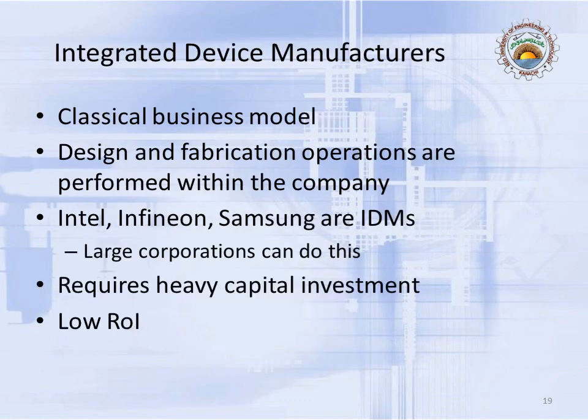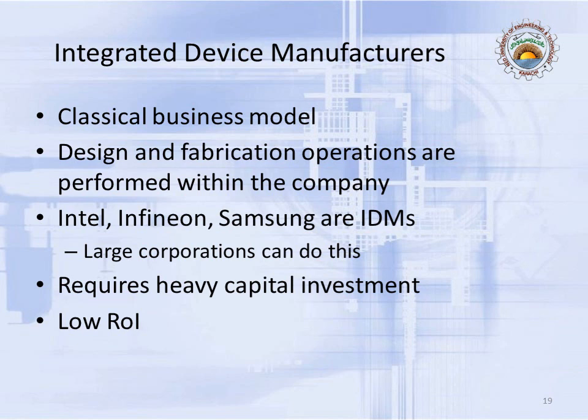Once we have the wafers, then we start with manufacturing, the fabrication of the circuits. Now, there are some classical and new business models for it. For instance, typically there are companies that do design and fabrication all within their own companies. Companies such as Intel, Infineon, Samsung are called integrated device manufacturers, which design the product themselves and fabricate it in their own foundries.